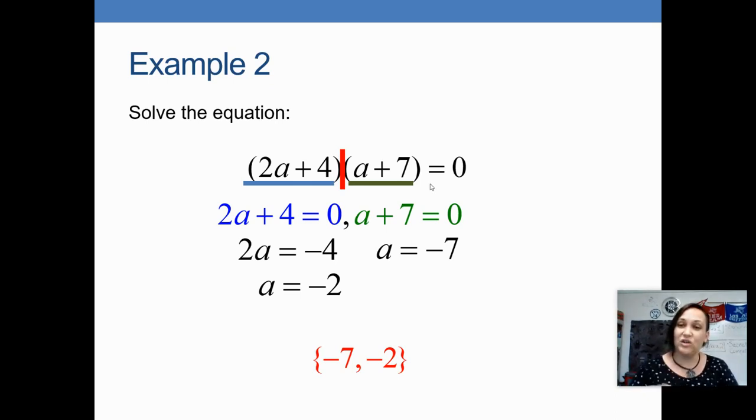When you're writing your answer to your homework, make sure you're using squiggly brackets. When you're doing Delta Math, you can type in your first answer and then hit a comma. As soon as you hit the comma, it'll automatically put in the squiggly brackets for you, and it'll give you 2 answer boxes.